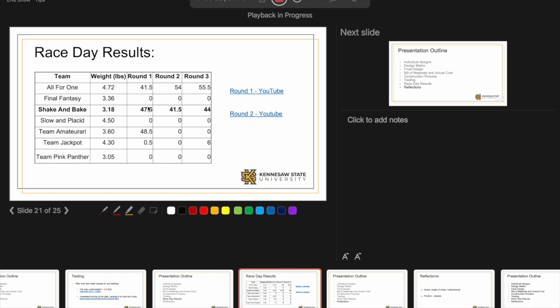But All For One really won there with a 41.5, 54, and a round 3 of 55.5, which was All For One, the other team, with a 4.72 weight. They did really well. They got first place. We got second place. So that's not too bad, am I right? Not too shabby, right? And other teams, like I said, didn't do well because some of them failed and some of them missed a shot, which didn't really help in terms of the distance that they had to go.